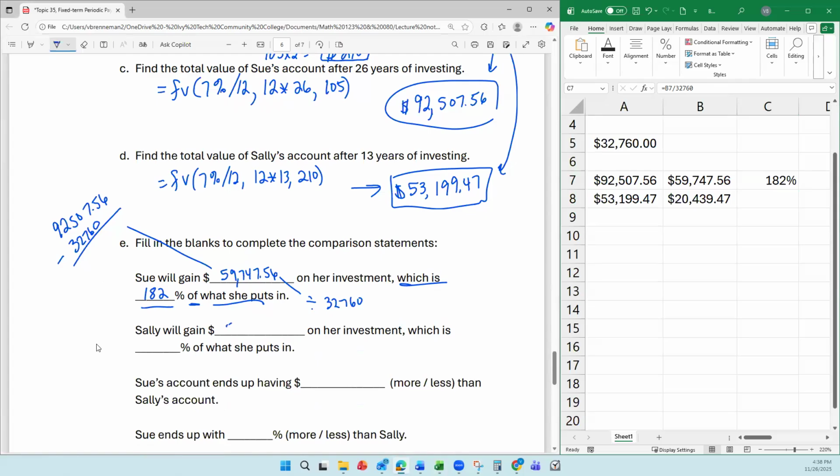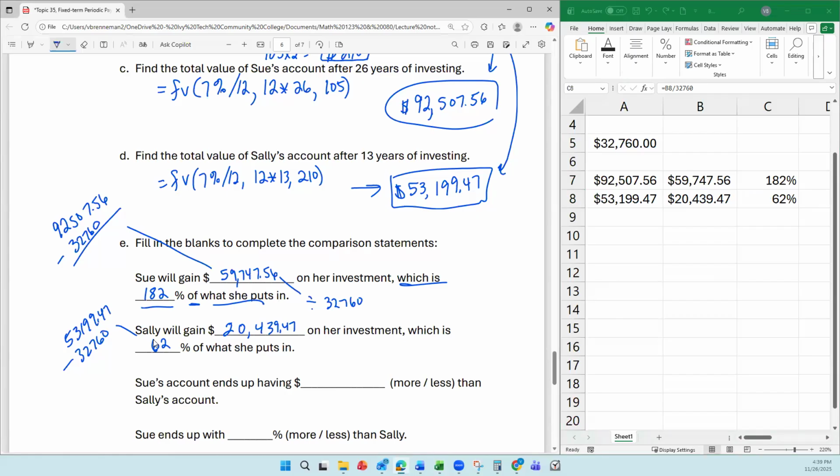Sally, as we see already calculated, gains only 20,439.47. That's taking her 53,199.47 minus the 32,760 that she put in. And if we again repeat this percent formula, it's taking this one divided by the 32,760. It's less than 100%. She didn't even gain as much as what she put in.